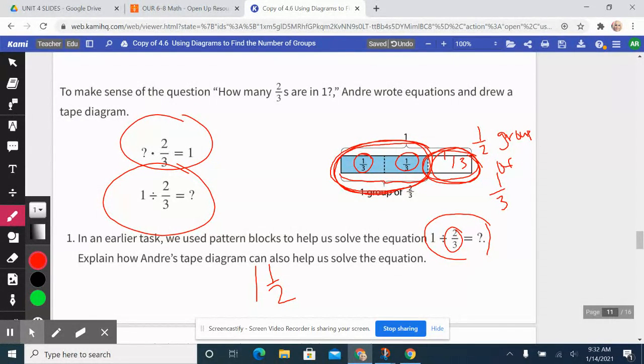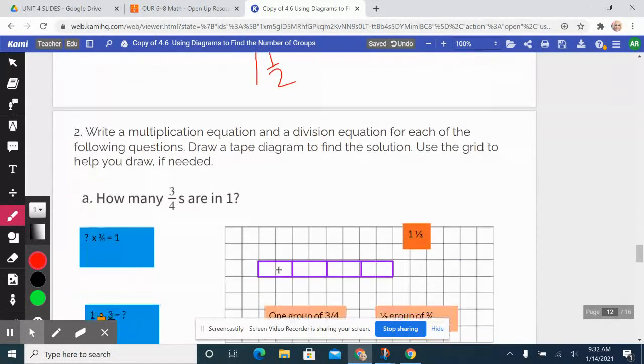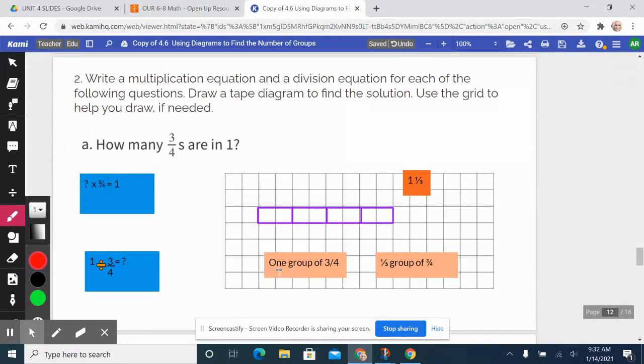Okay, so there's 1 1/2 groups that we just solved. So now we have, write a multiplication equation and a division equation for each of the following questions. Draw a tape diagram to find the solution. So how many 3/4 are in 1?